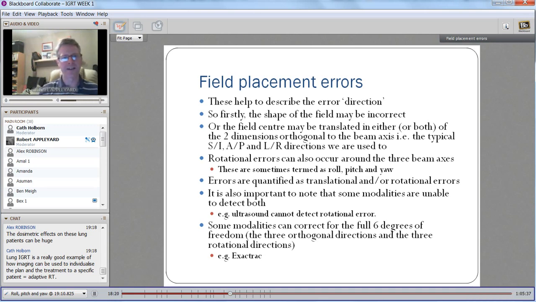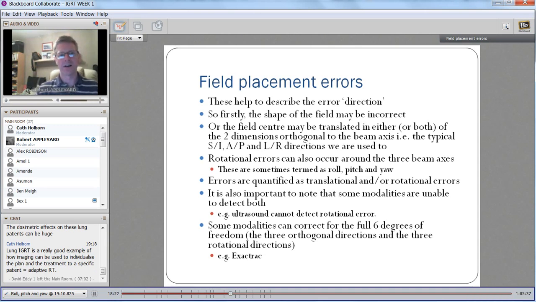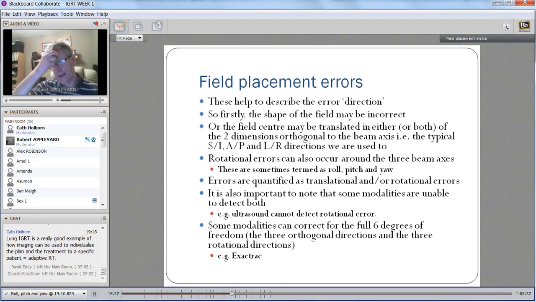And we're now moving towards scenarios where we can make good attempts to correct for both translational and rotational errors. And as an example here, using ExactTrack for head and neck patients, and being able to try and use these 6 degrees of freedom couches to be able to do that.